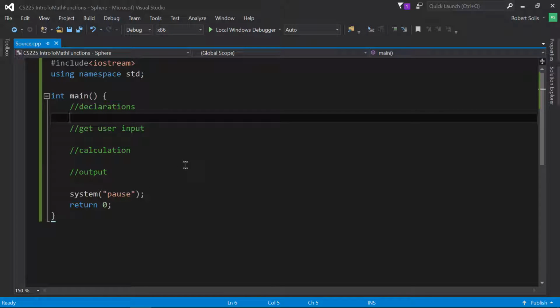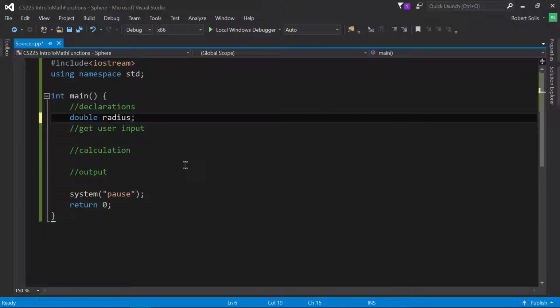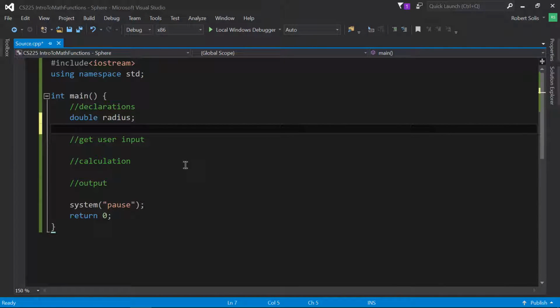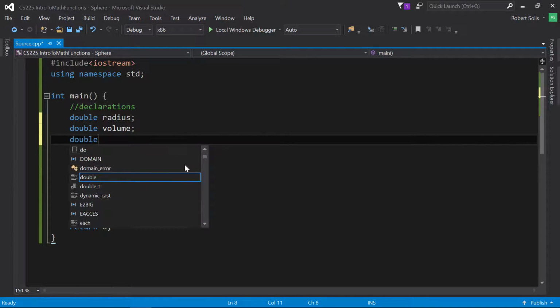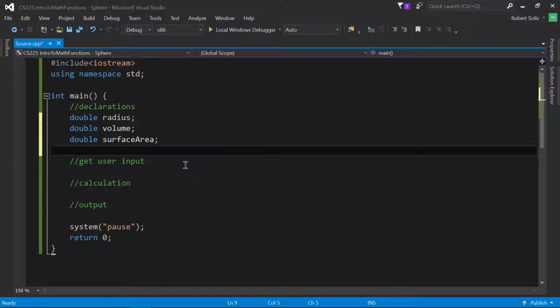So in terms of the declarations, I think to myself, what do I need from the user and what am I going to give back to the user? Well, certainly I need a radius value from the user. Now, what am I going to give back to the user? I'm going to give back to them the volume of the sphere. I'm also going to give them the surface area of the sphere. Notice that in surfaceArea, the letter A is capitalized.